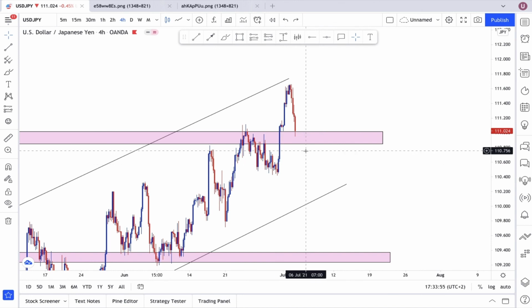So there you have it for USDJPY. It's going to be a very difficult trade, I must say, but if it doesn't give you what you're looking for, then you don't take the trade. It's as simple as that. You only trade your plan.